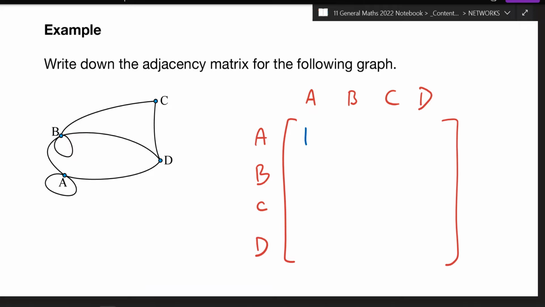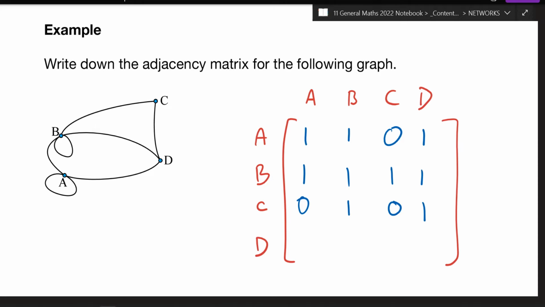A to B, how many connections? I see 1 right there. A to C, there is none, no direct connections. Remember, it's just direct, straight to. Not 2-step or 3-step, just 1 step. A to D, I see 1, easy. B to A, I see 1. B to itself, I see 1 as well. B to C, there is 1. B to D, it looks like there's 1. Yes, okay. C to A, there's none. No direct connection. C to B, I see 1. C to itself is 0, and then C to D, there is 1.